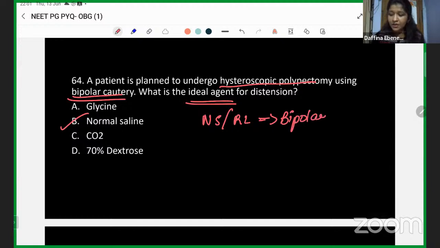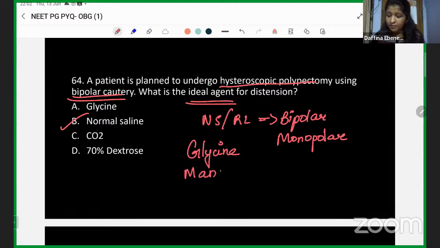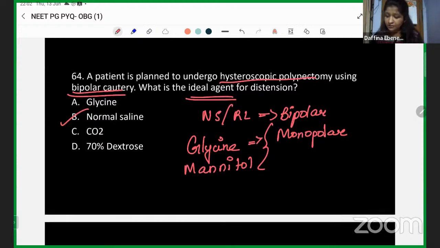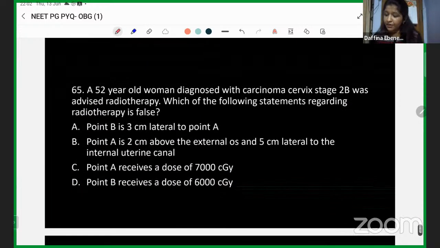Okay, for example, if they gave the question as a monopolar cautery, you cannot use an isotonic fluid. So what do you do in that case? You either use glycine or mannitol. Okay, glycine or mannitol.